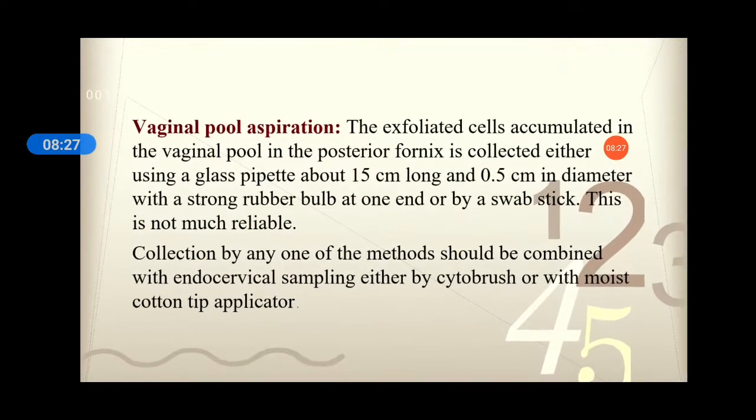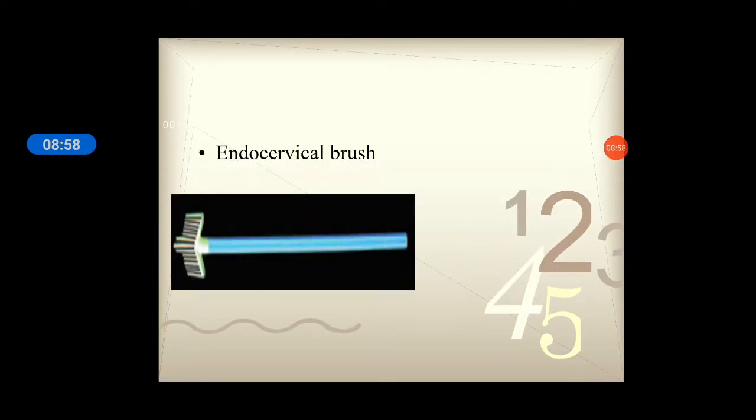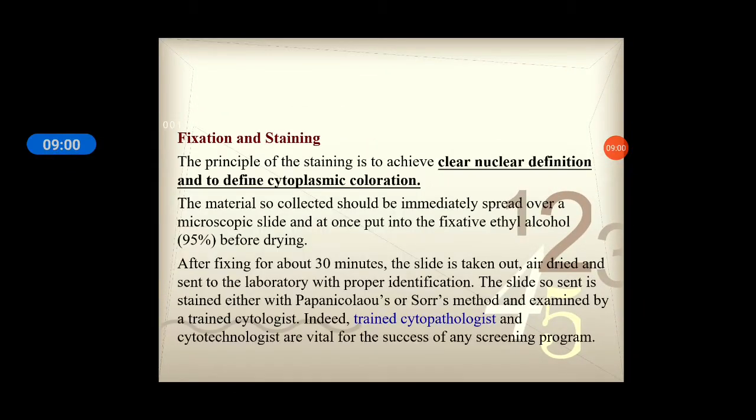Then vaginal pool aspiration. The exfoliated cells accumulated in the vaginal pool in the posterior fornix are also collected, either using a glass pipette about 15 cm long and 0.5 cm in diameter with a rubber bulb at one end, or by a cotton swab. A swab stick can also collect the vaginal pool. This is not much reliable. Collection by any one of the methods should be combined with the endocervical sampling, either by the cytobrush or with the moist cotton tip applicator. So this is the endocervical brush.